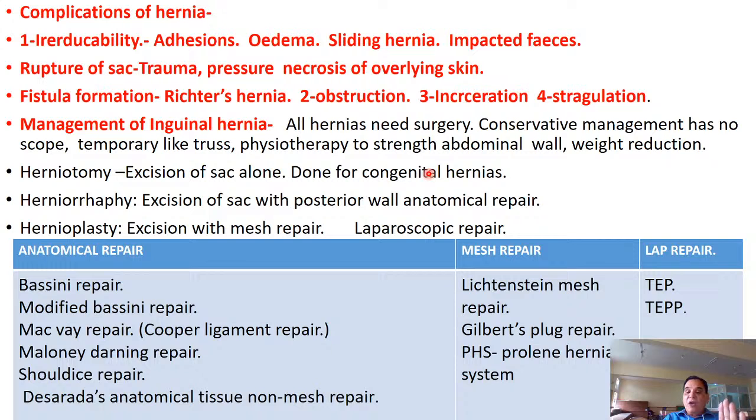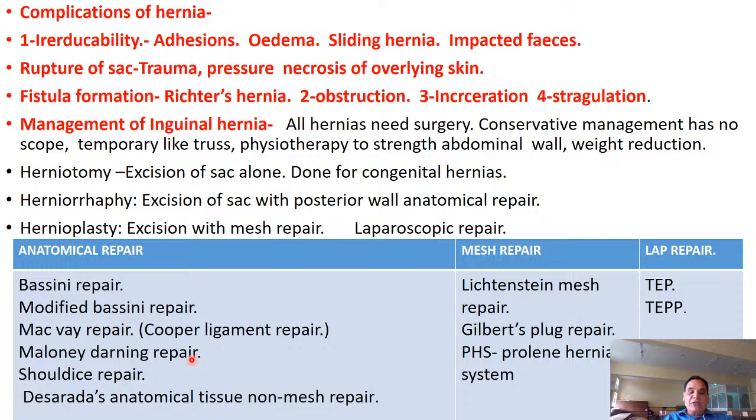We are talking of congenital, this indirect hernia. There are different ways for managing incisional hernias. Okay, so these are the options. In short, go through this table. What are the anatomical repairs? Bassini's repair, modified Bassini's repair, McVay repair, where Cooper's ligament is repaired.